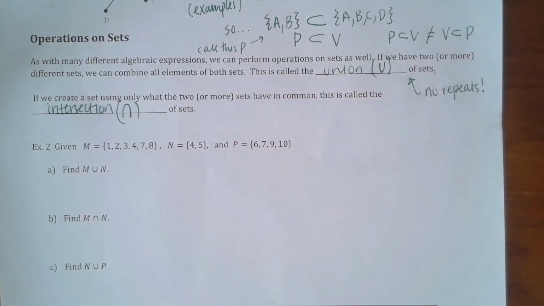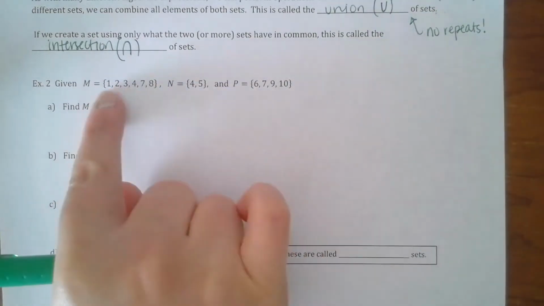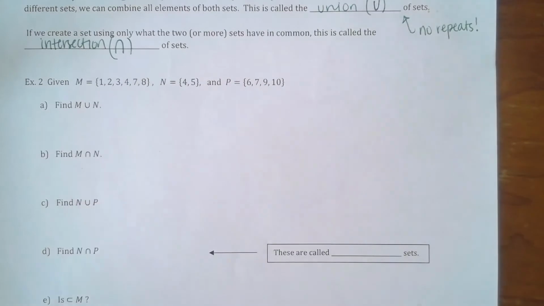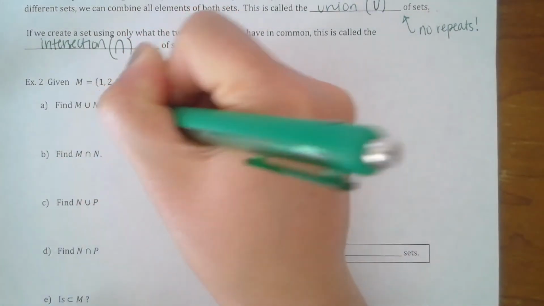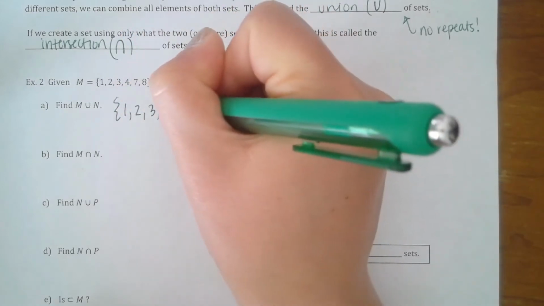So let's say that we are given these three different sets, and our first one is finding the union of them. So that would mean that in these two sets, I'm going to combine all the elements into one big set. So I have 1, 2, 3, I have 4 in both of them, but I'm only going to list it once.